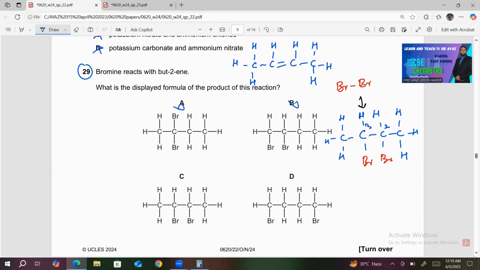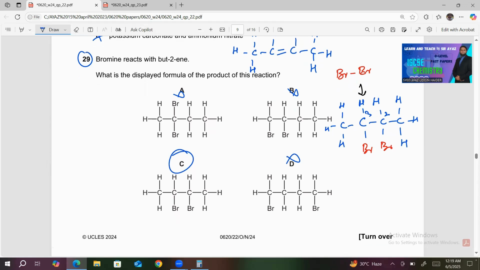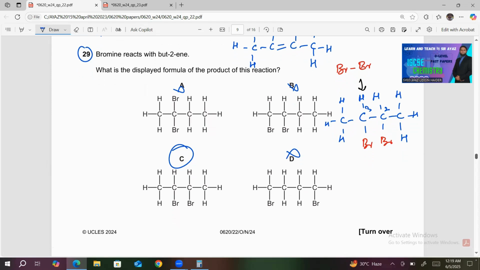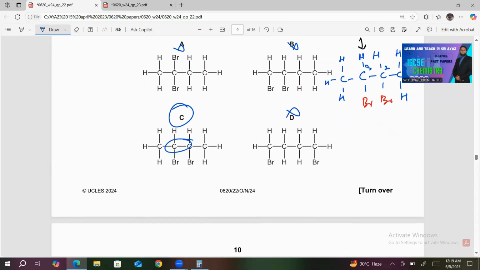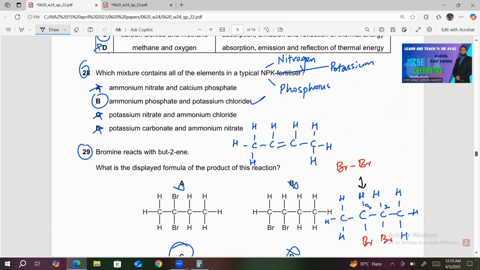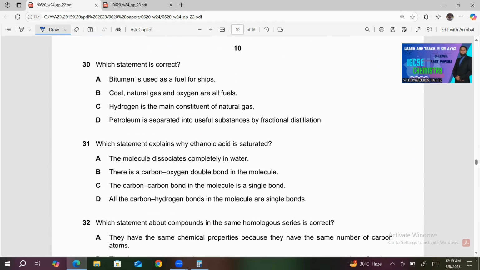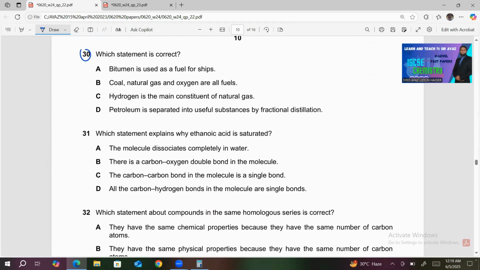So A, B, and D are incorrect. Only C seems correct here. C must be the right answer here. That fulfills the criteria that bromine will be added to two adjacent carbon atoms. That is 2 and 3. 1, 2, 3, 4. It is 2-butene. See, butene.